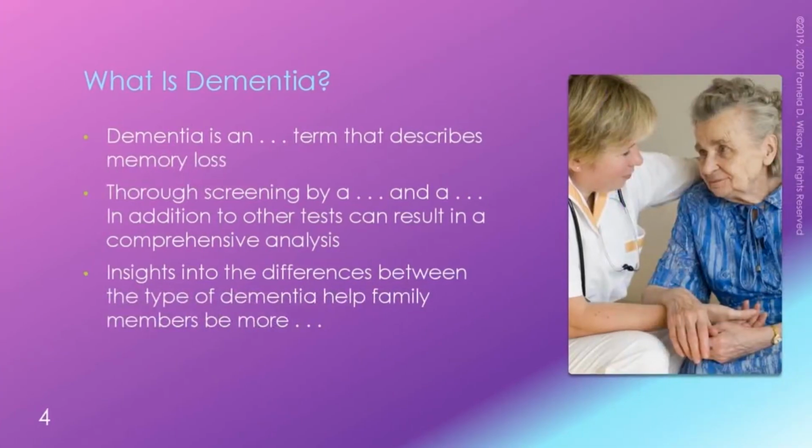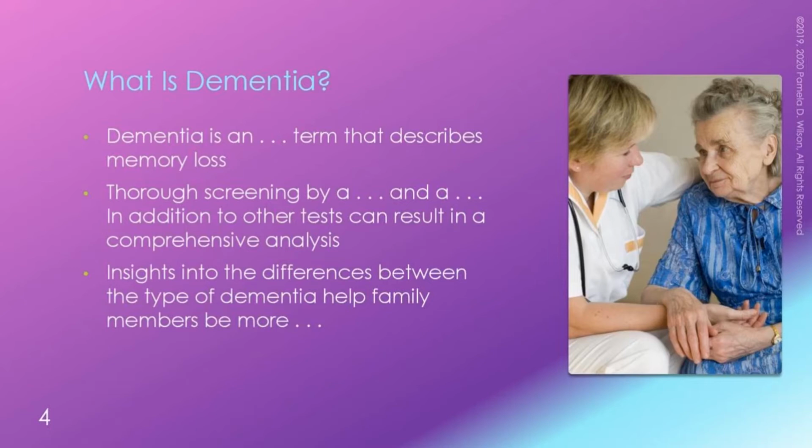Let's answer the question. What is dementia? Dementia is an umbrella term. If you imagine an umbrella, you've got rain coming down and it's hitting the umbrella, and then under the umbrella you have all these other things. Dementia is an umbrella term that describes memory loss. Underneath that umbrella is Alzheimer's disease. And while Alzheimer's disease is the most common, individuals are often diagnosed with multiple types of dementia. We'll talk about the types and the descriptions so that you can familiarize yourself with the different types of dementia. Thorough screening is important.